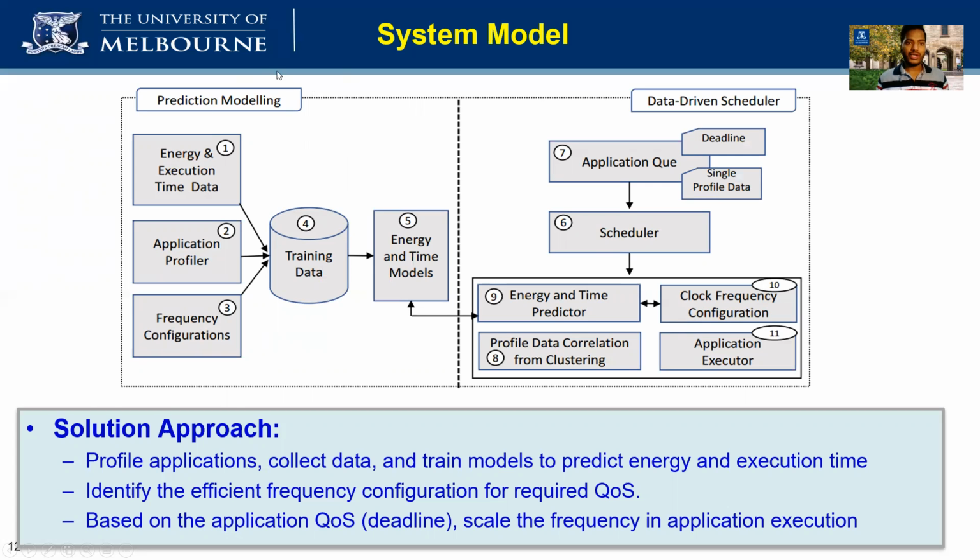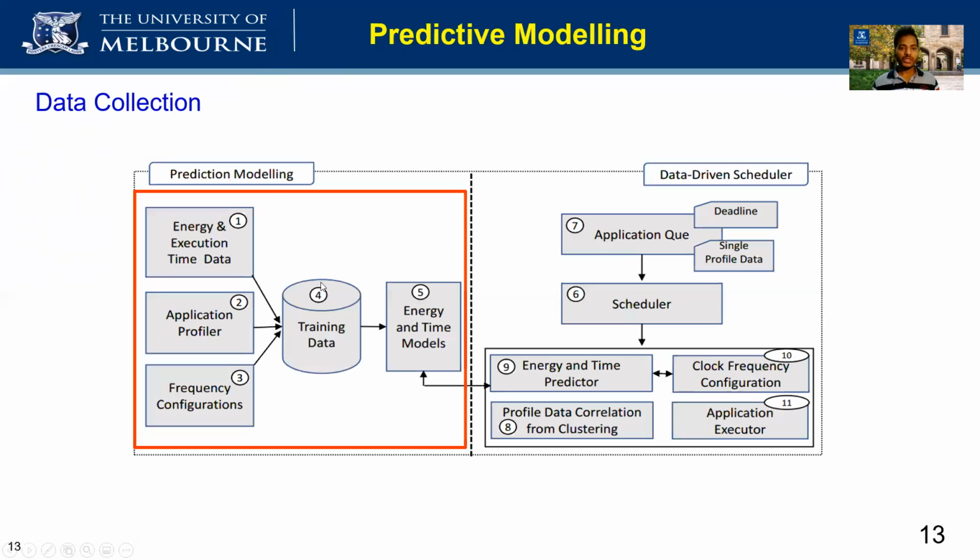So how exactly are we doing this prediction modeling? Prediction modeling initially requires profiling. We collect three components of data. First one is obviously the profiler, where we run all the benchmarking applications on different frequencies and collect all the resource usage footprints. Then the corresponding energy and execution data. Then the particular frequency configuration at which we ran the profiler. All these three components act as training data. Then we build the models to predict energy as well as execution time.